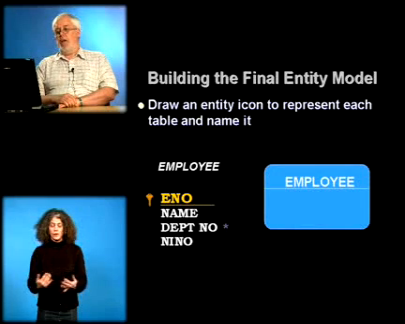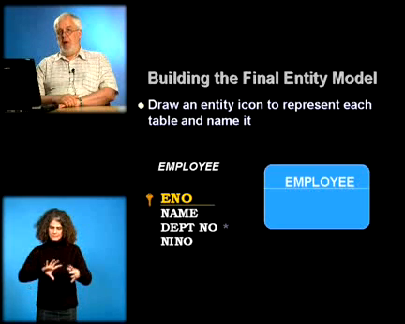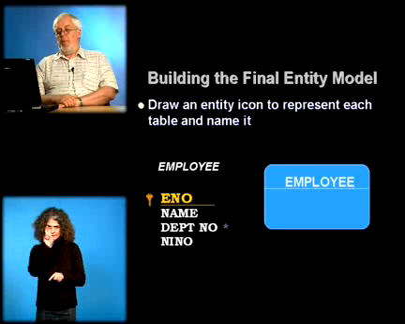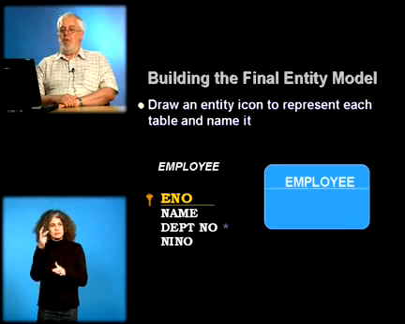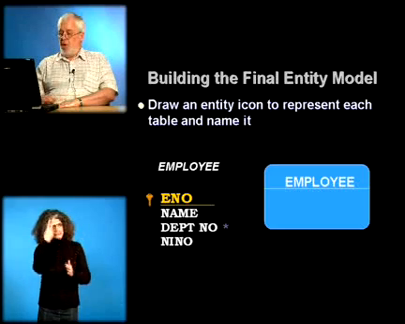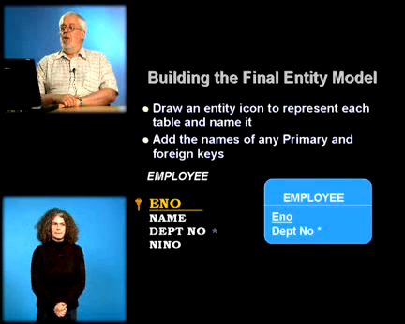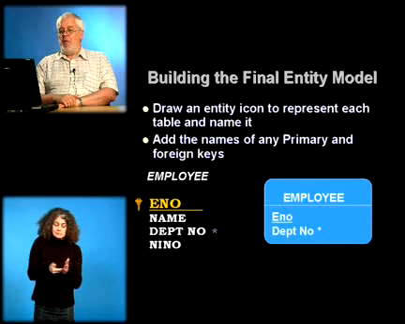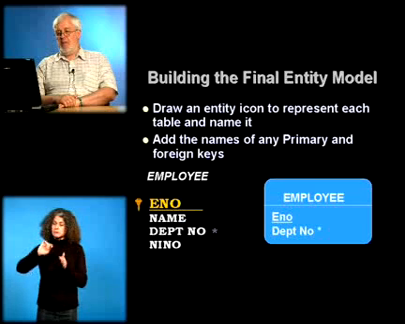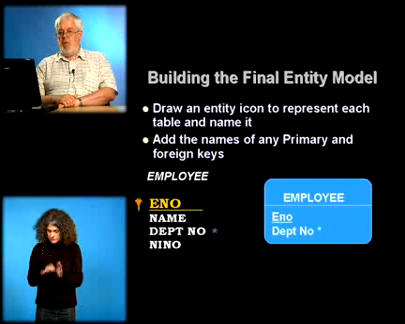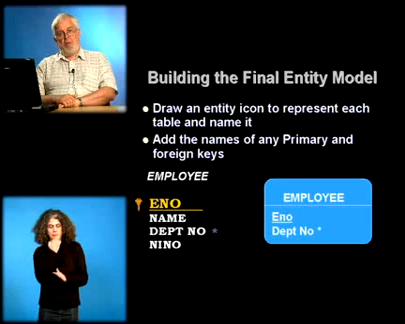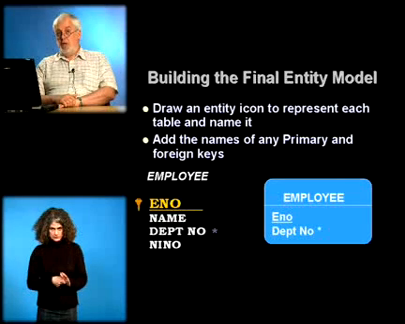We draw an entity icon to represent each table and name it. So the employee table has an entity icon and those are the attributes that go in the employee table. We then add the names of any primary key and foreign key in that table. So in the employee table we add employee number as the primary key and department number as a foreign key, denoted by an asterisk.